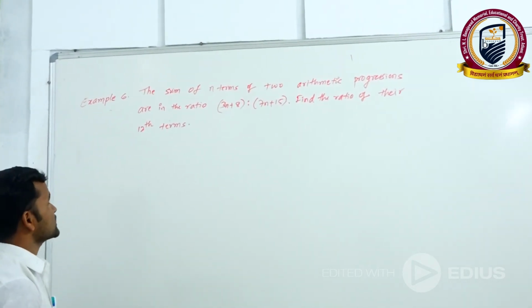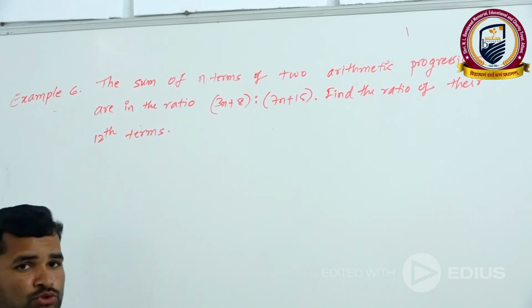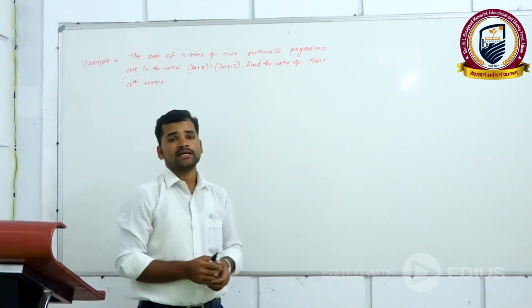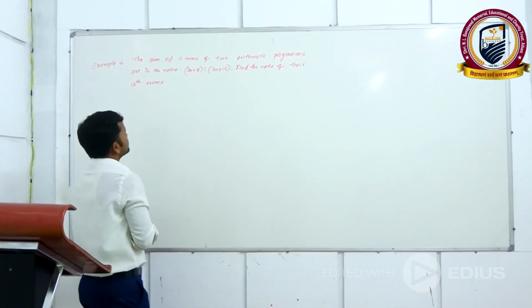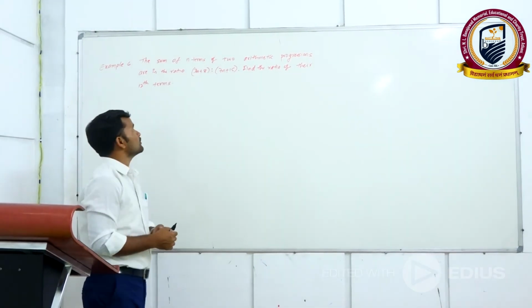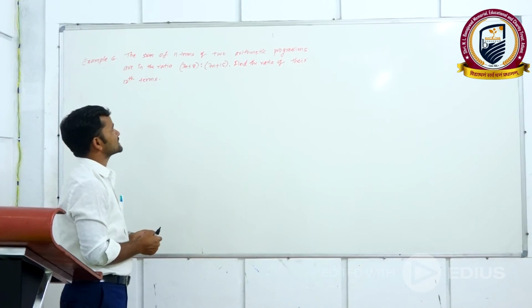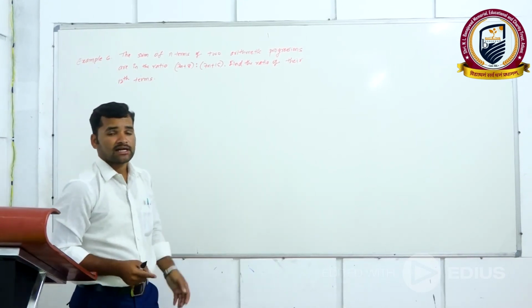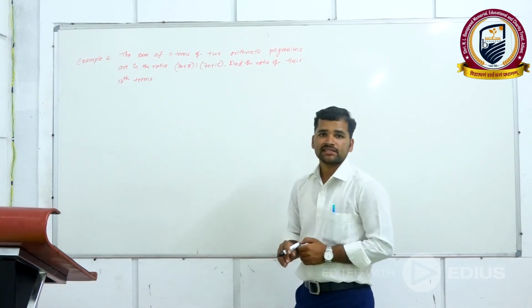Coming to example 6. The question is: the sum of n terms of two arithmetic progressions are in the ratio 3n plus 8 is to 7n plus 15. Find the ratio of their 12th terms.